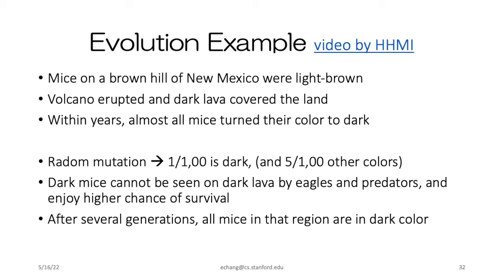And because the background of the hill becomes dark, dark mice cannot be seen by the predators, by the eagles, so they can survive much better. According to statistics, if the survival of dark mice is just 10% better than the brown mice, after about 20 years, all the mice on the hill would turn into the dark color. And this is the power of just purely random mutation, and the selection is done by the environment. The mutation has no intelligence to target the mutation to fit the environment.